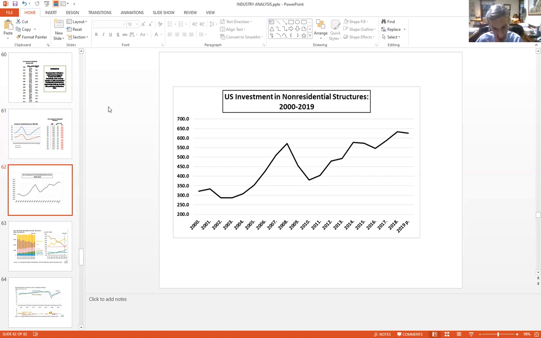Here is the investment in non-residential structures, that is office buildings and industrial facilities. And it looks like that's holding its own. Although in 2020, I'm sure that it dropped because industrial capacity utilization is not that high today.